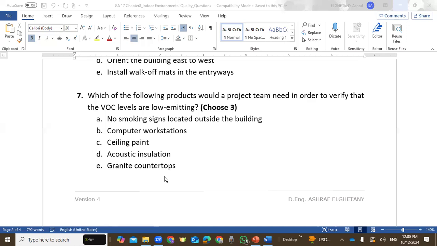You don't have VOC limits here, very small. It's even more healthy. Granite and so on, more healthy. There are no VOCs. The answer is B, C, D.